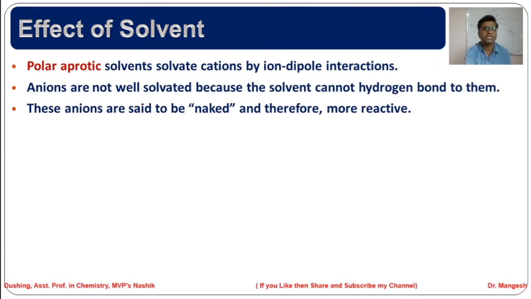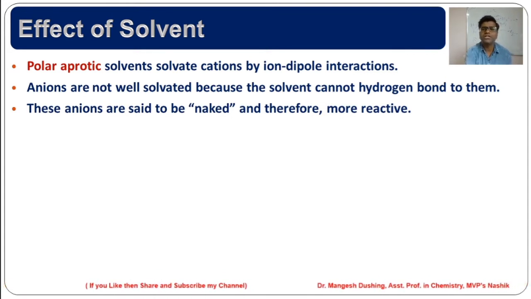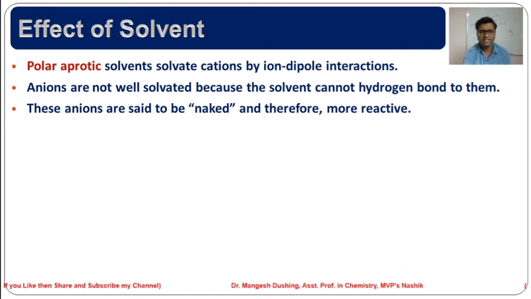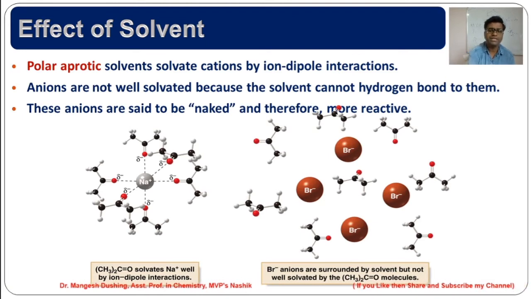Polar aprotic solvents solvate the cations by ion-dipole interactions, while anions are not well solvated because the solvent cannot hydrogen bond to them. These anions are said to be naked, so free to attack. That's why they are more reactive. For example, the same NaBr is a salt, but if we are using polar aprotic solvents, then the cation that is formed is well solvated, because suppose this is acetone as a solvent.